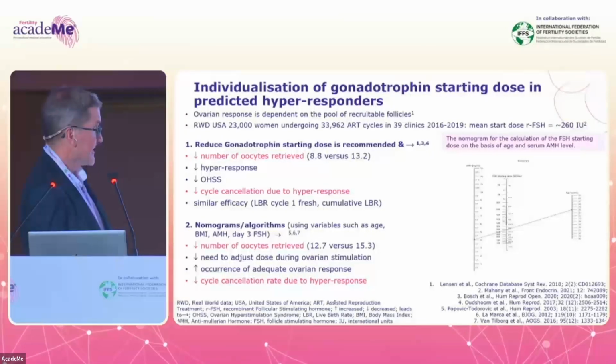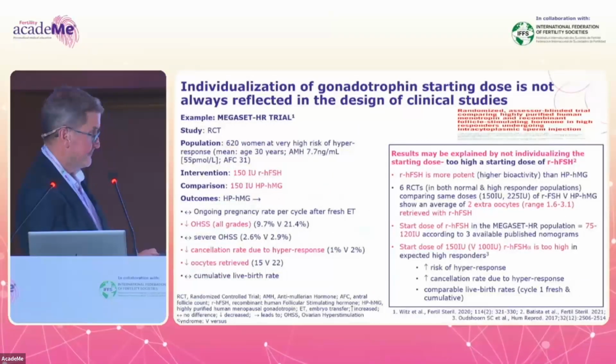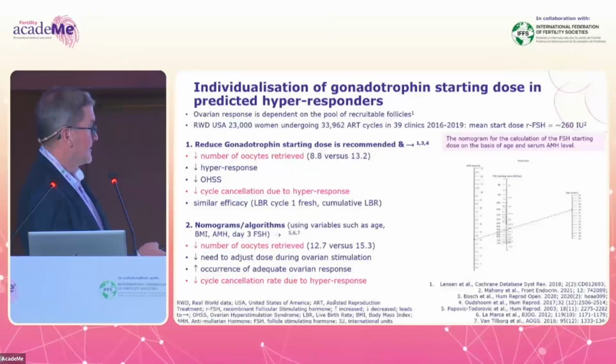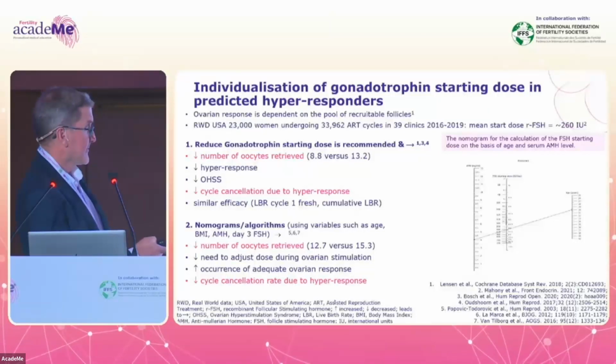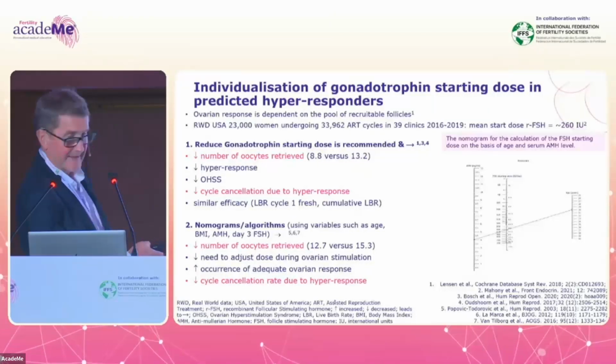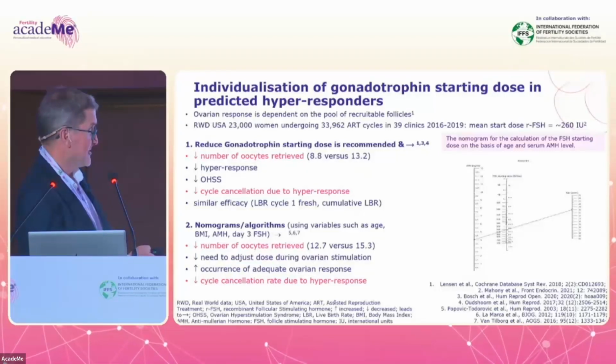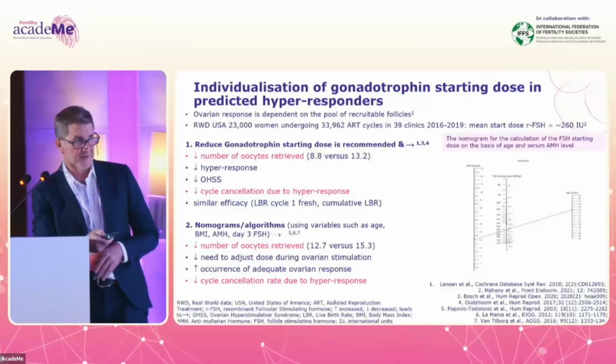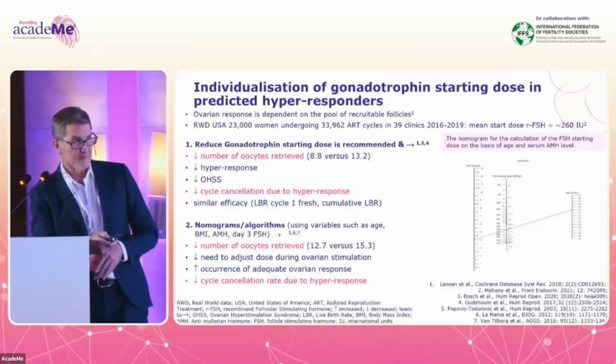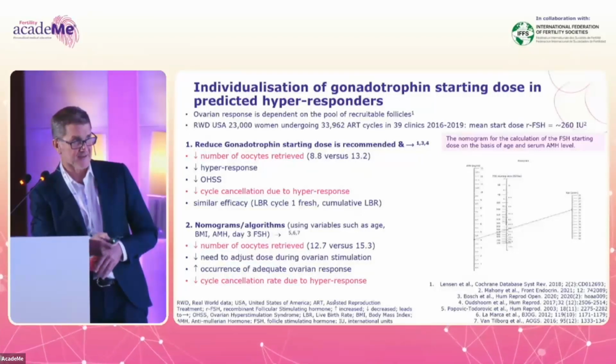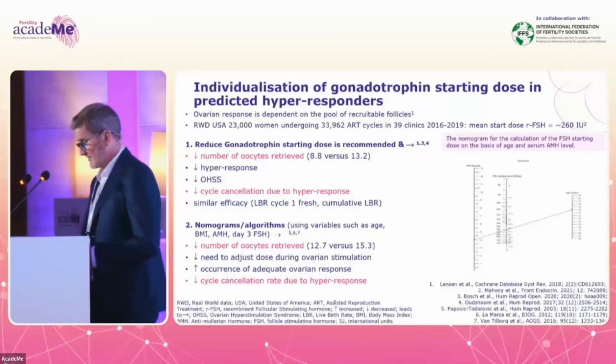And this is just an example of a nomogram here for calculating the FSH starting dose based on age and serum AMH. So we have the patient's AMH level, patient's age, which are aligned between the two, and then where it crosses the FSH starting dose, that's the number for the starting dose to use.